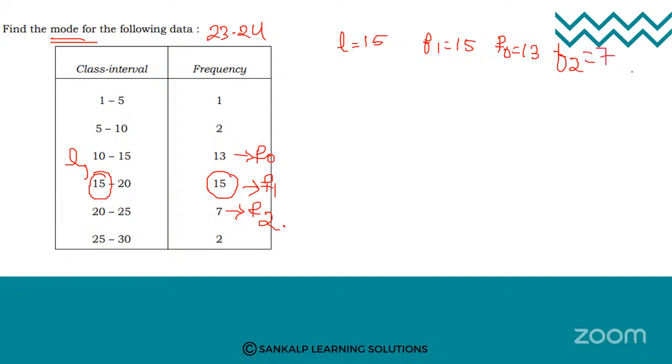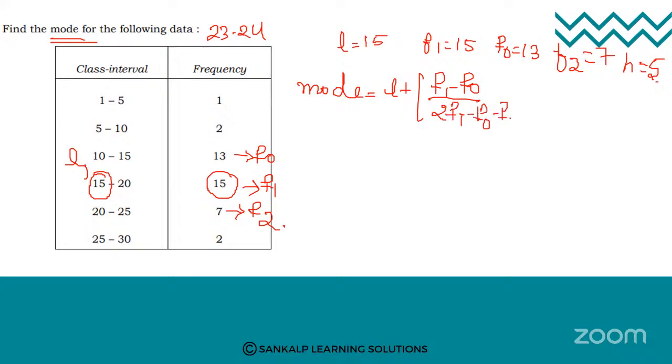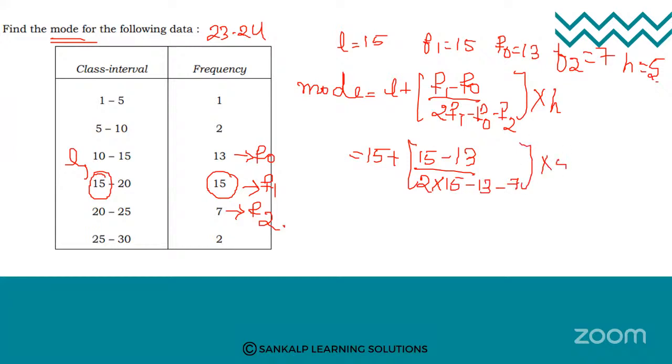And what is the value of H? H is the class 10 to 15, that is upper limit minus lower limit, which is 5. Now, the formula is mode is equal to L plus F1 minus F0 divided by 2F1 minus F0 minus F2 into H. So the L value is 15 plus F1 value 15 minus F0 value 13, divided by 2 into 15 minus 13 minus F2 value 7, into 5.